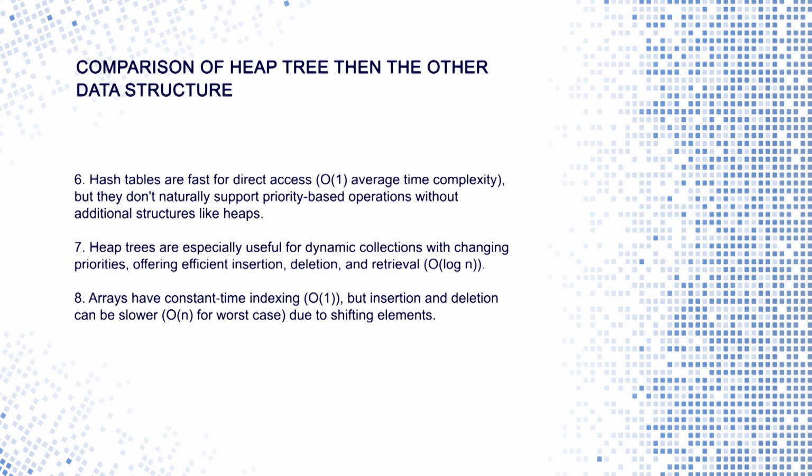Arrays have constant time indexing, that is order of 1, but insertion and deletion can be slower, that is order of n in the worst case due to shifting elements. In summary, heap trees are particularly useful for priority-based operations such as maintaining priority queues, finding top k elements and implementing algorithms like Dijkstra's and Prim's and other algorithms. Other data structures excel in different scenarios, such as balanced trees for ordered collections, hash tables for direct access and linked lists for dynamic resizing. The choice of data structure depends upon the specific requirements and constraints of your problem.